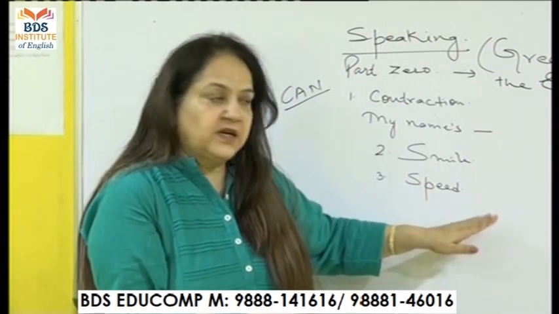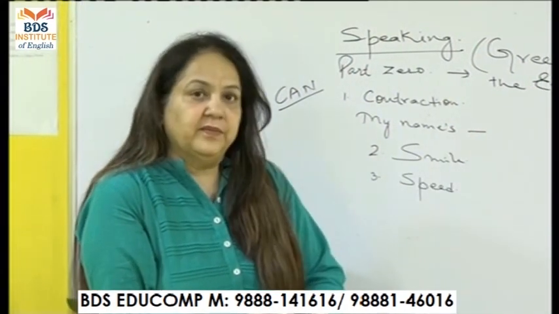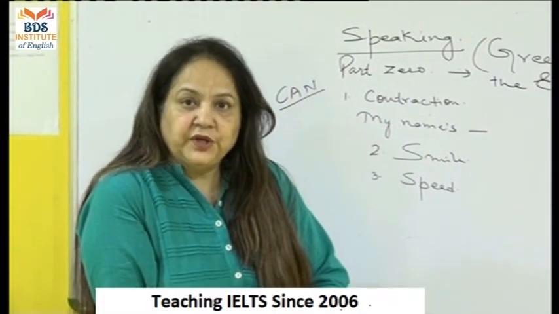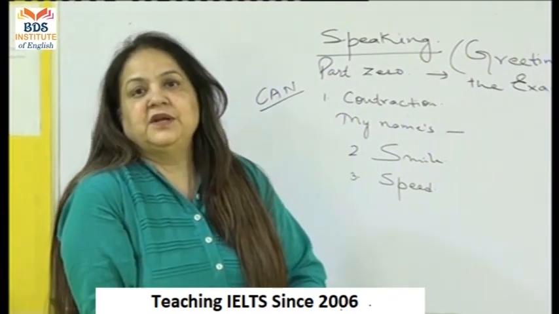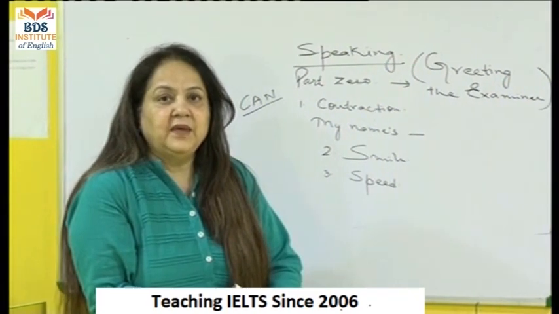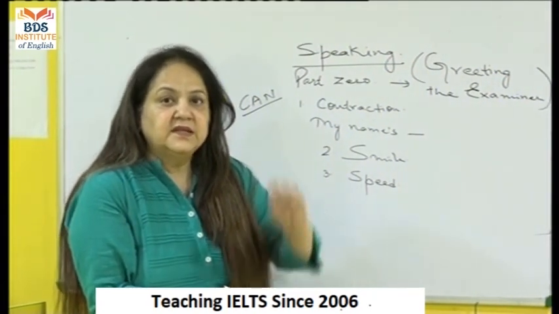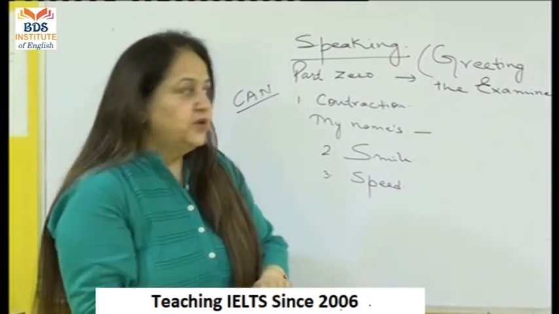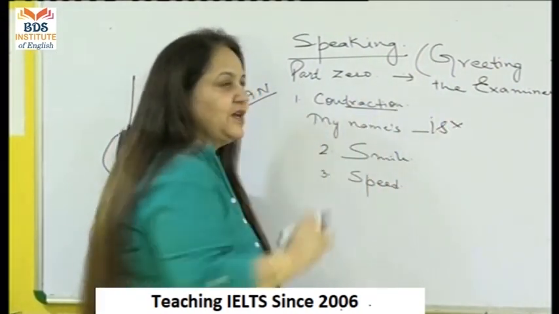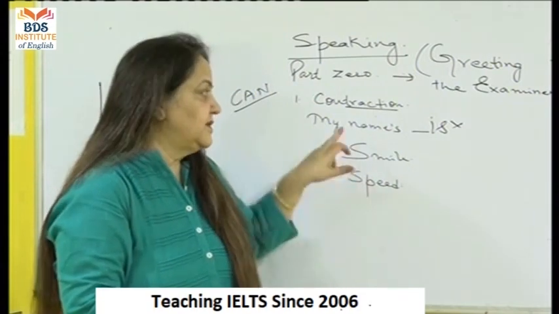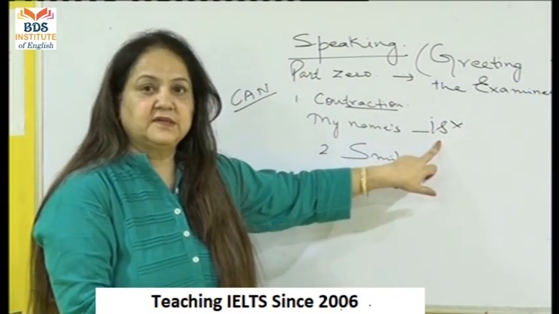The examiner then next asks you, what's your name? Now, what's your name needs an answer. Most of the students under pressure say, my name is. "Is" is a long word. Don't say is. You need a contraction. My name's whatever the name is.